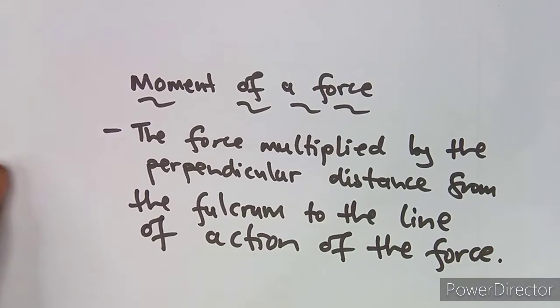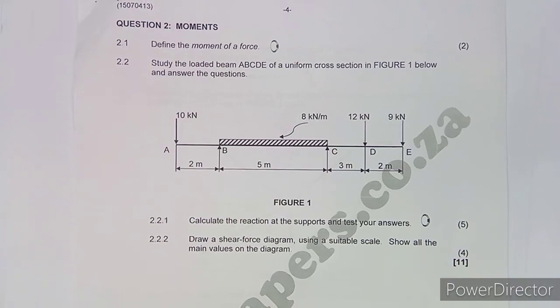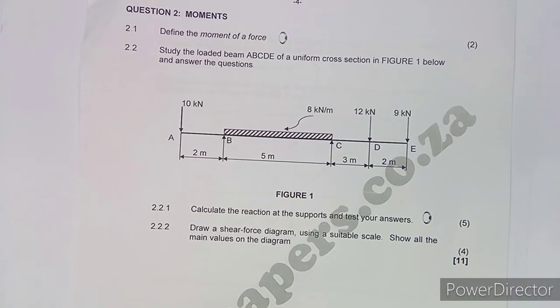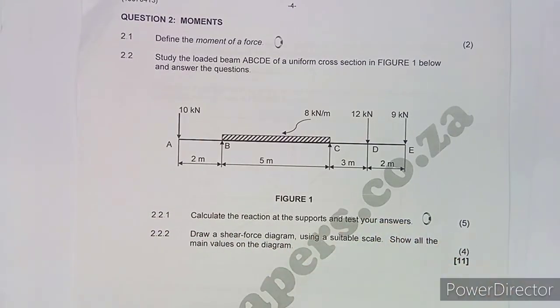Okay, then let's quickly rush on to the question that we are given there on 2.2. Study the loaded beam ABCDE of a uniform cross-section in Fig 1 below and answer the questions. Okay, so you're asked to actually study what is happening there. Then calculate the reactions at the supports and test your answers.